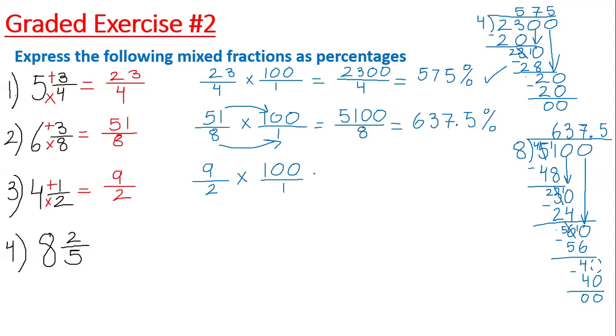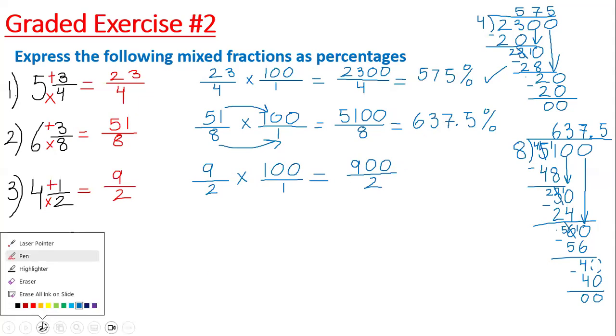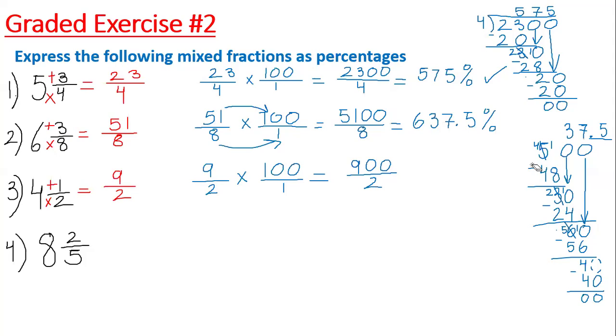9 times 100 is going to be 900. And we divide it by what? By 2. Very good. And so the answer is 450, if I'm right. 450. Yes, sir. Okay, so let's divide it.